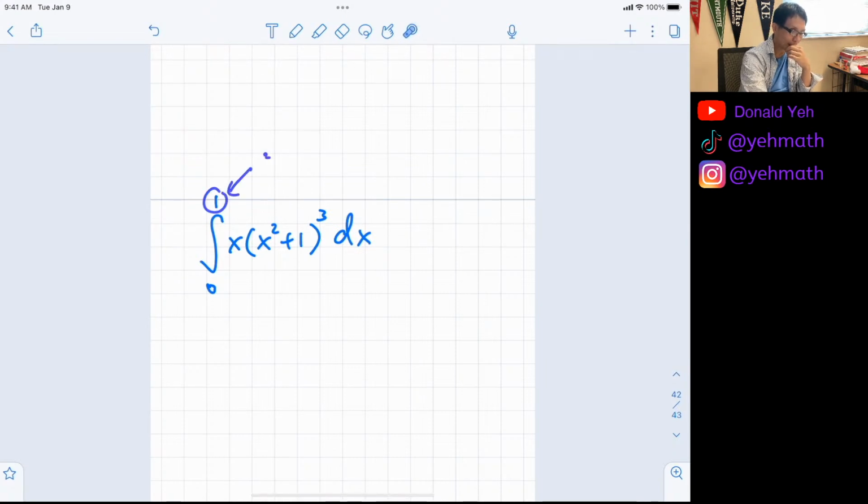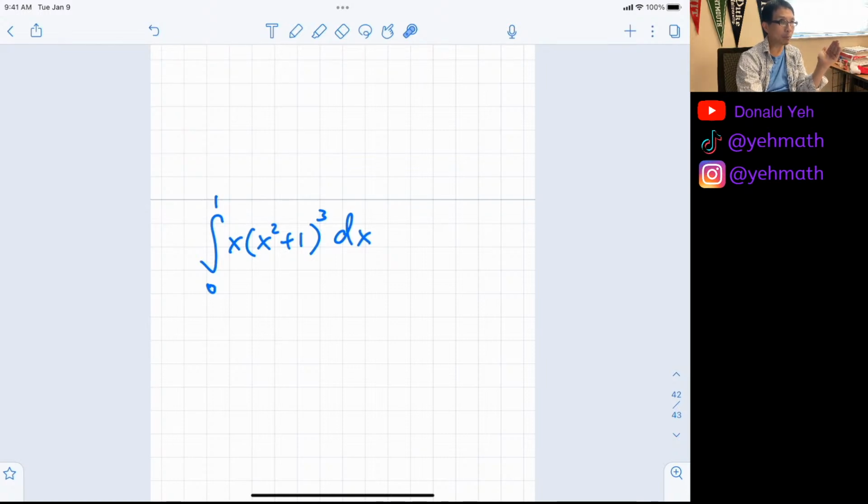This is the x value. This is also x value. Now, when I say it's everything in terms of u, that means even the boundary needs to switch. You cannot stay as x. It's best to do it in terms of u because your process is going to be a lot easier. So you need to learn how to do it in terms of u.